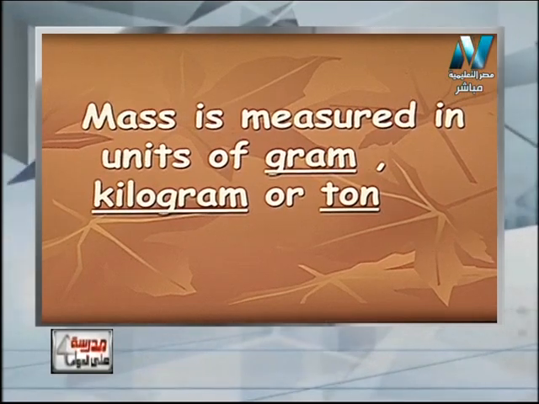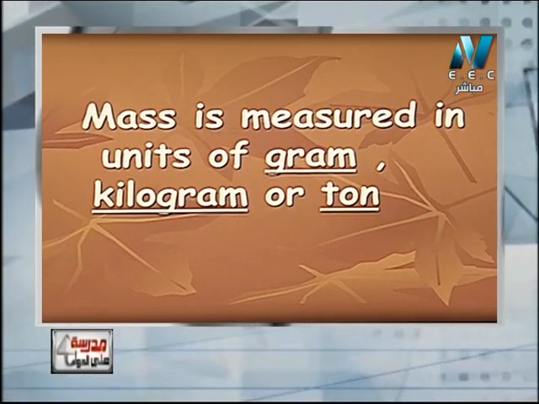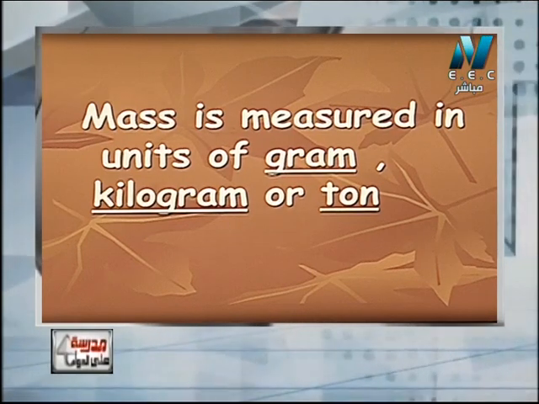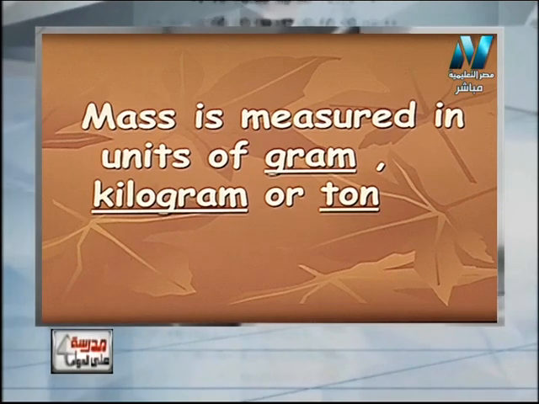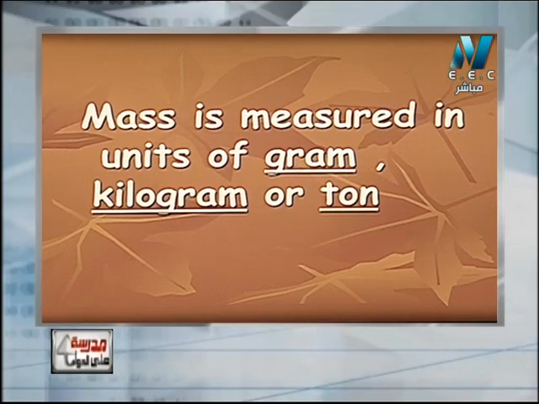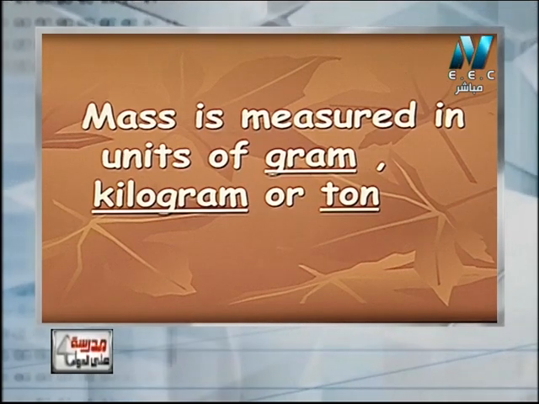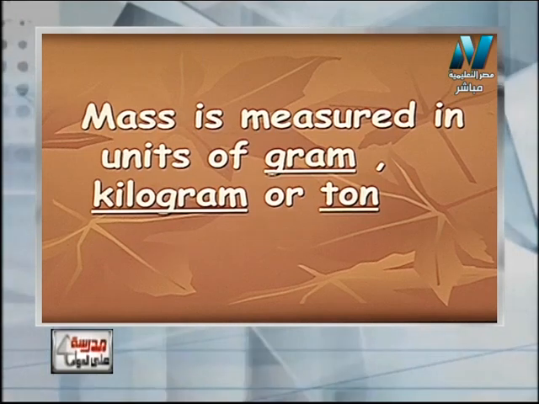Another property, mass is measured in units of gram, kilogram, and ton. And we know the difference between them. Gram is for very small objects such as gold, silver, diamond, chemicals, and so on. Kilogram is for larger quantities such as vegetables and fruits.